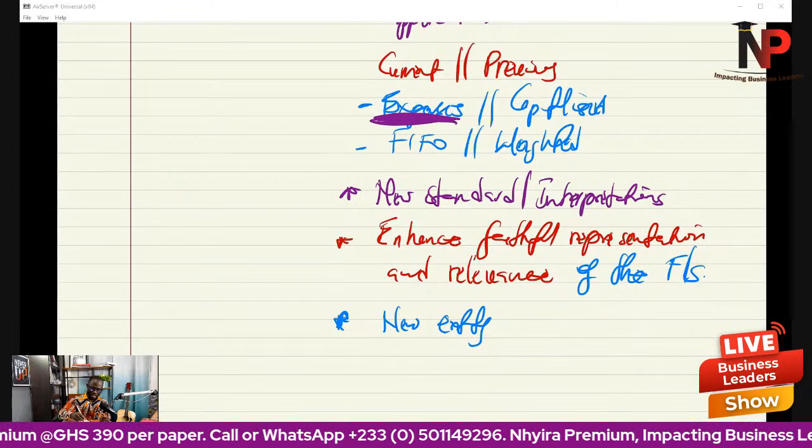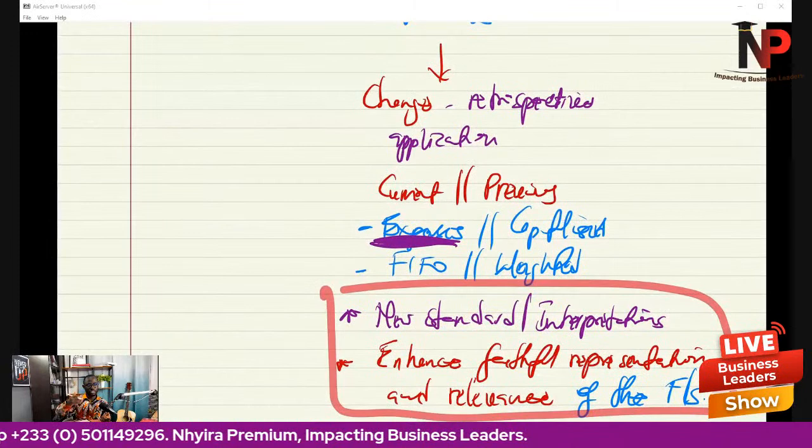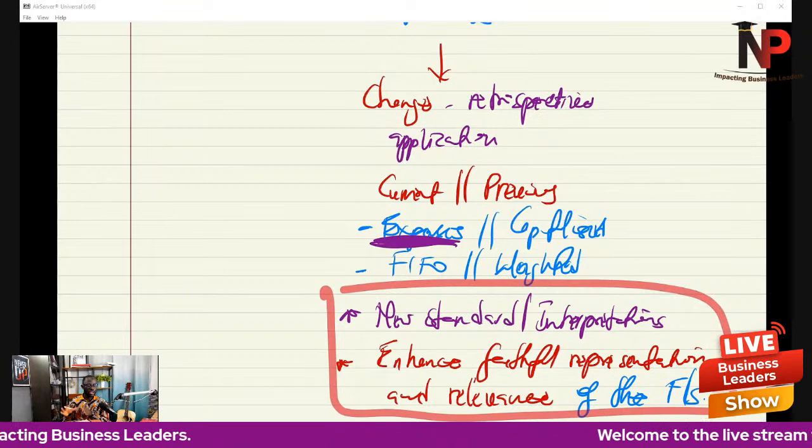So when there's a change in accounting policy, we do retrospective application. We apply it as though it has been there all this while.